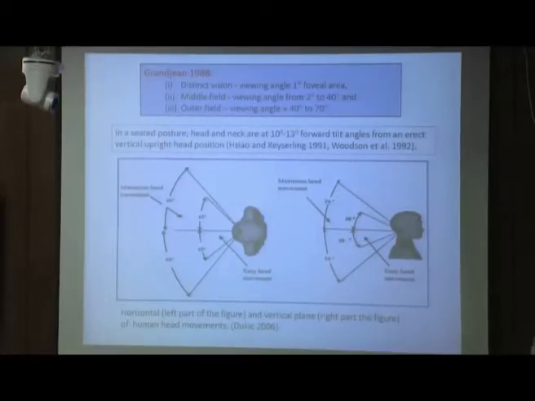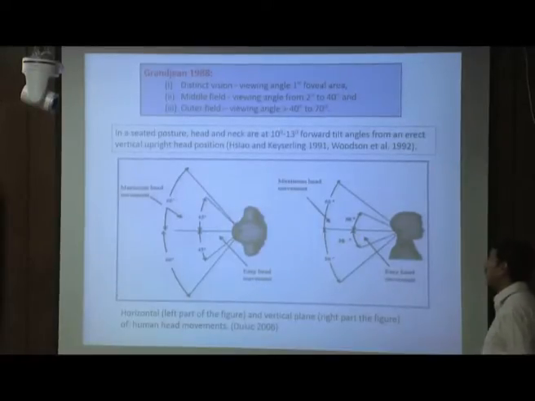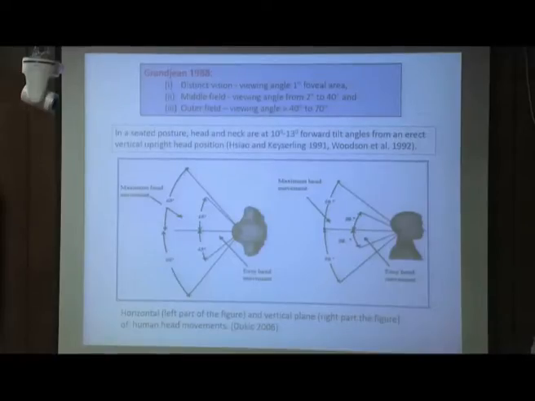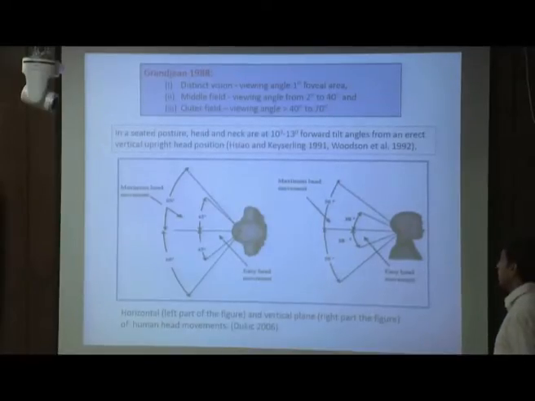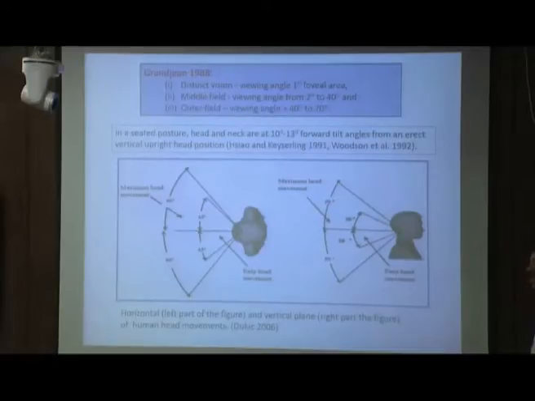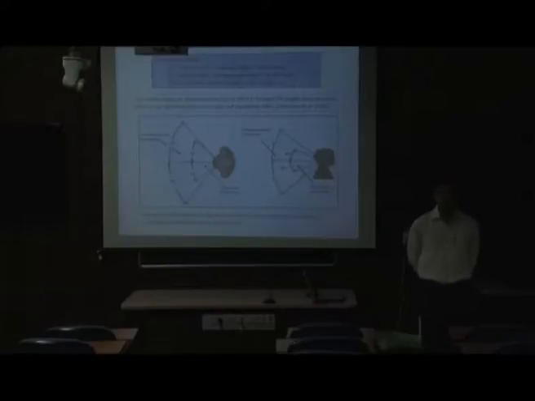Distinct vision is possible there. But from 2 degree to 40 degree, that zone is called the middle field, where vision is a little bit blurred, not as distinct as in the 1 degree foveal area. Then in the outer field, where the viewing angle is 40 degree to 70 degree, vision is not that clear, and we can mainly identify moving objects.